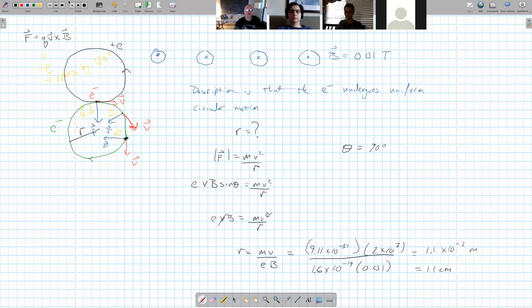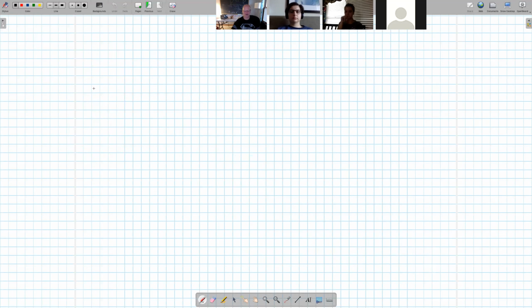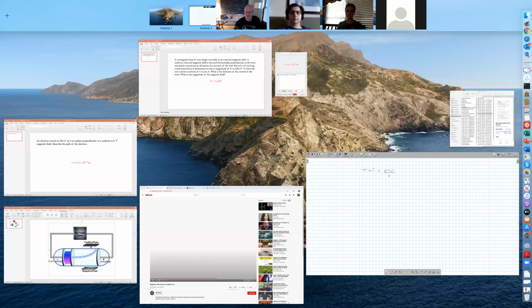Now, other things we know about this is since it's going to be moving in uniform circular motion, that means it's going to have a period. So what's the period? The period we know is going to be 2 pi times the radius divided by the velocity, right? Okay with that?